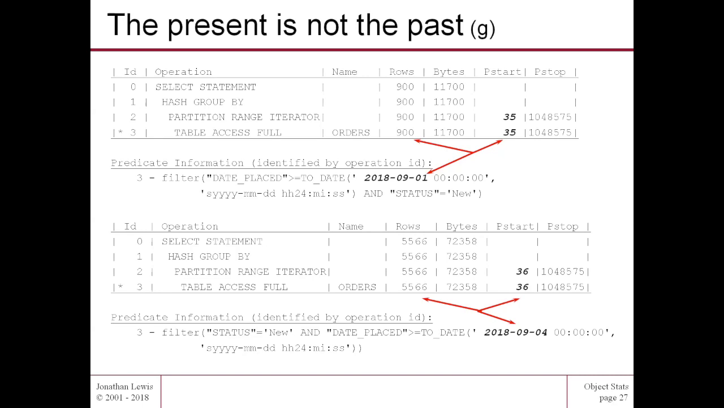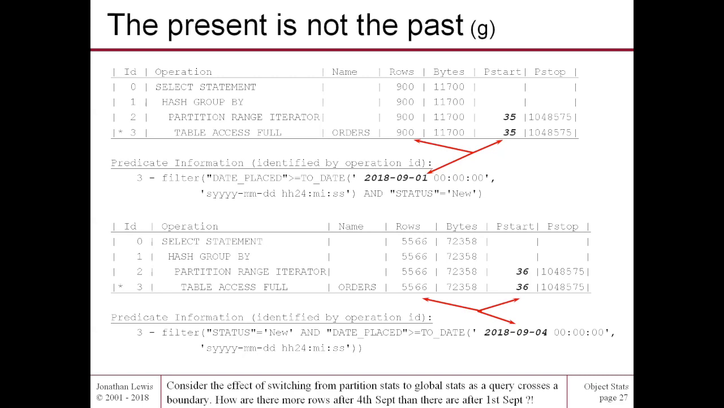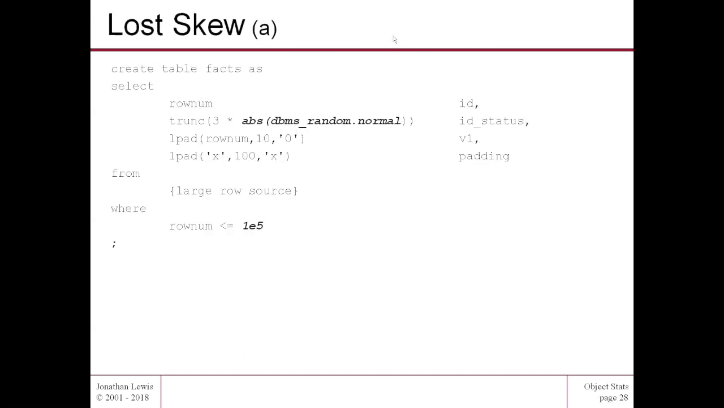Okay, we now move on to something a little more subtle and a little more awkward to deal with. It's the thing I call lost skew. I'll demonstrate this because it's quite hard to describe without actually having something in front of you.